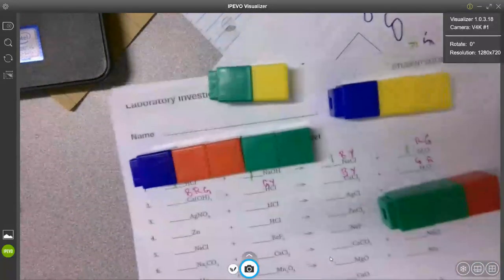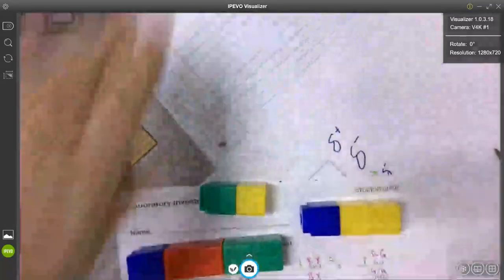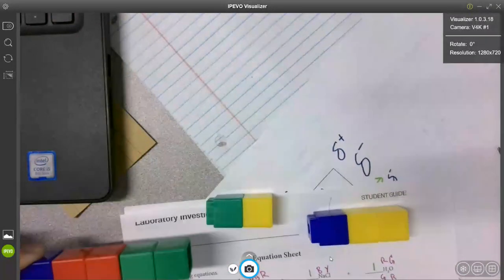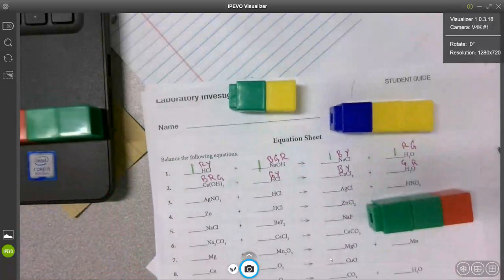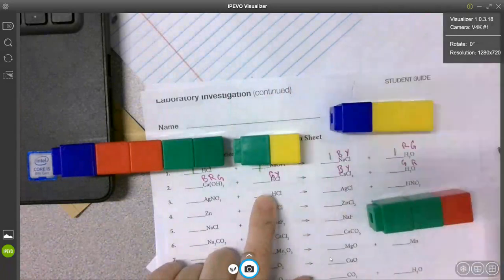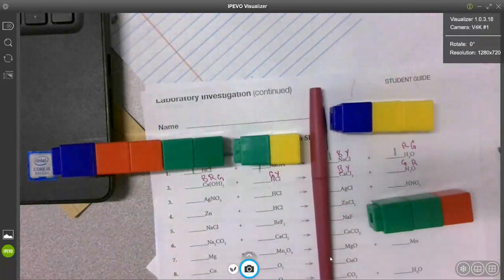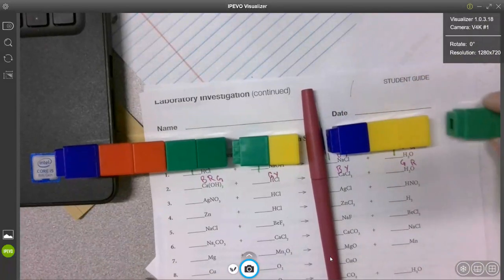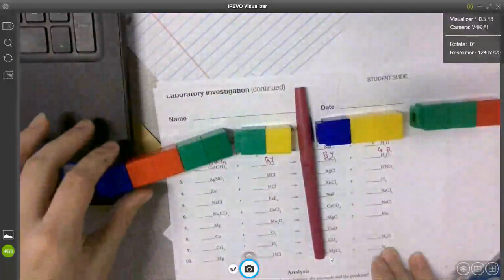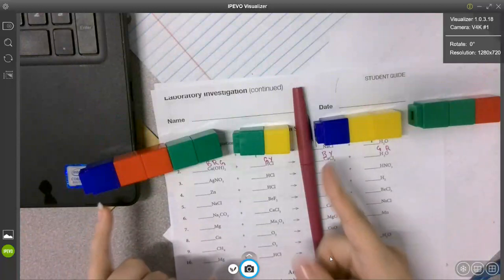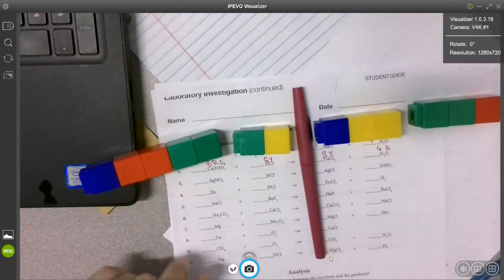And so I'm going to spread these out in order. So I'm going to zoom out because I need space to work with this one. So Ca(OH)2, so calcium hydroxide, HCl. My pen is going to represent the arrow, calcium chloride, and water. So there we go. Blue, one on each side. That checks out. That looks good.